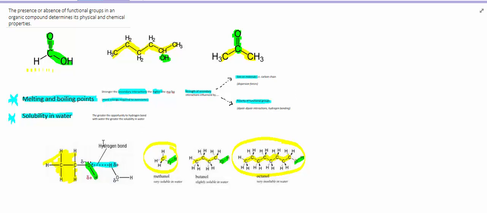The other thing that you're going to need to be able to discuss and explain is the solubility of particular compounds in water. So basically, the greater the opportunity to hydrogen bond, the greater the solubility. So again, you're going to be considering the non-polar component of the molecule in relation to the polar functional groups which are capable of hydrogen bonding.